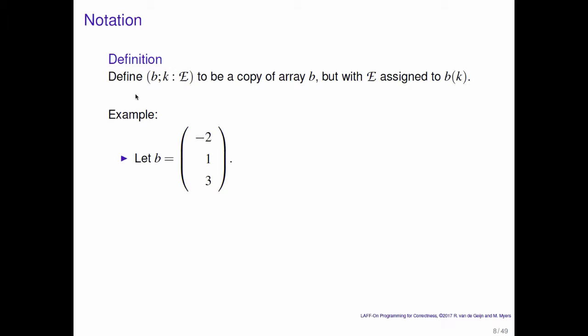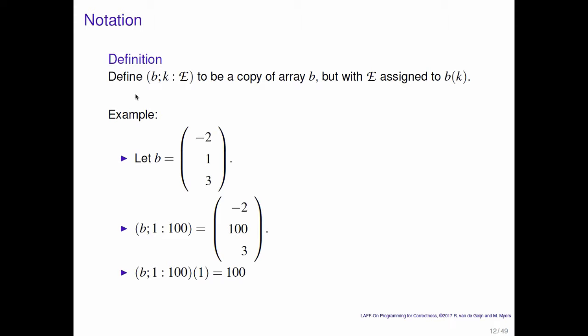So here's an example. We have array B, which we will assume is indexed starting with 0, with contents -2, 1, and 3. B semicolon 1 colon 100 is then a copy of B, but with the element indexed by 1 replaced by the value 100. If we then take that new array and we ask what is in the element indexed by 1, we get back 100. If we ask what is in the element indexed by 2, we get the value 3. Hopefully this makes sense to you.